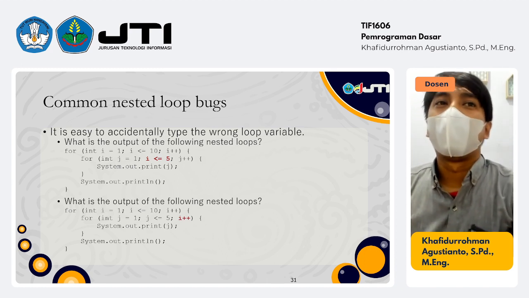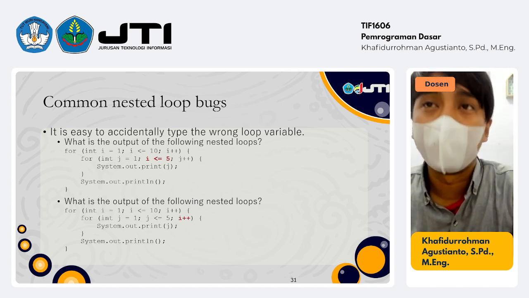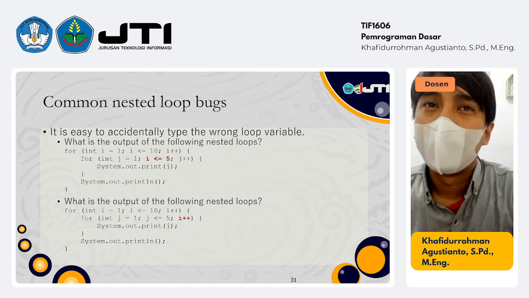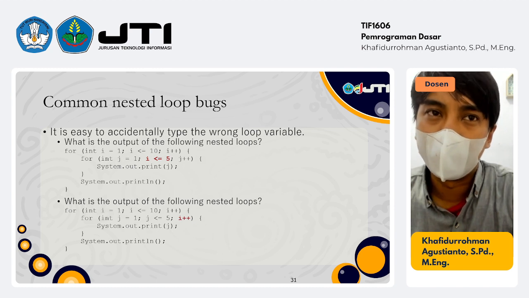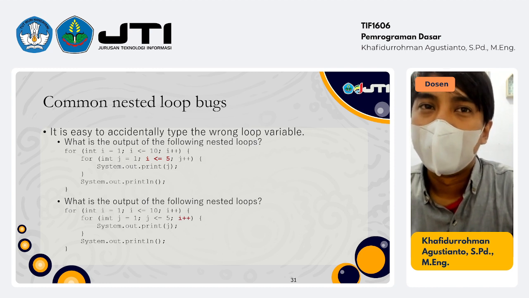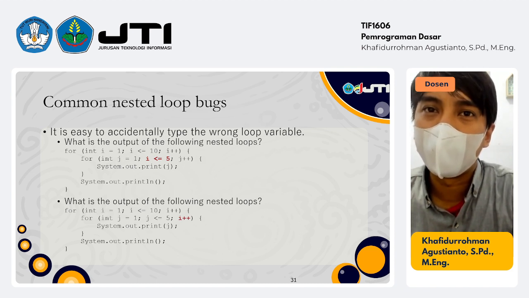Common nested loop bug: it is easy to accidentally type the wrong loop variables. What is the output of the following nested loops? For integer e equal to 1, e lowers or equal 10, e plus plus; for j equal to 1, j lowers or equal to 5, j plus plus; System out println j. What is the output of the following nested loops? For integer e equal to 1, e lowers or equal to 10, e plus plus; for integer j equal to 1, j lowers or equal to 5, e plus plus; System out println j.